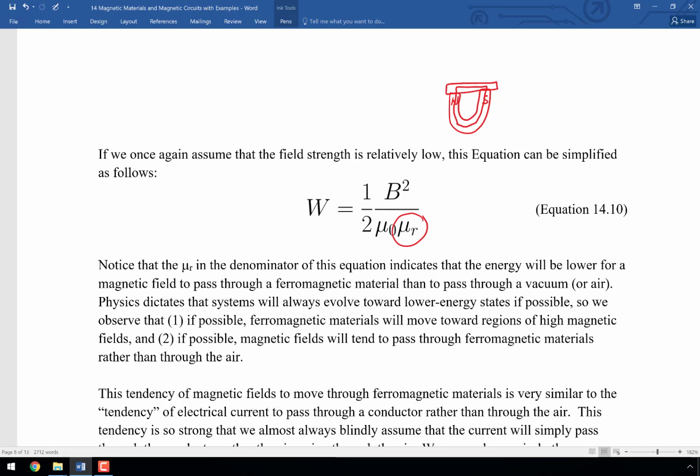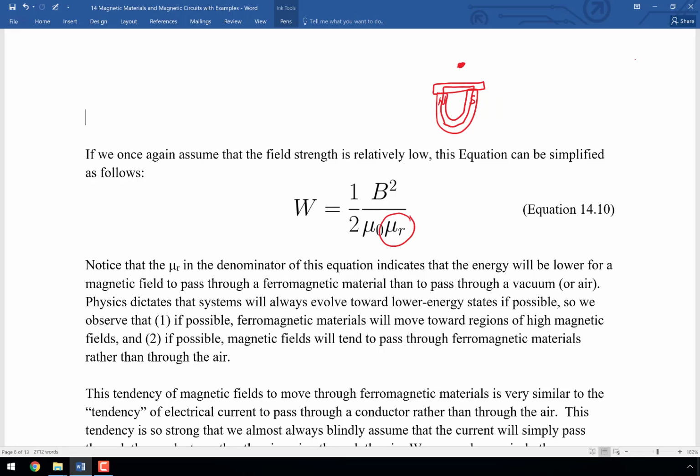It also meant that if you had an object out here, it wouldn't be subject to the magnetic fields because they're all contained within the iron. The reason the magnetic field stayed inside the piece of iron is that the iron had a much higher relative permeability. That meant the energy would be much lower. So as mu sub r increases, the energy decreases. And we know that physical systems will always strive toward a place where their energy is as low as possible. That's what's happening here.